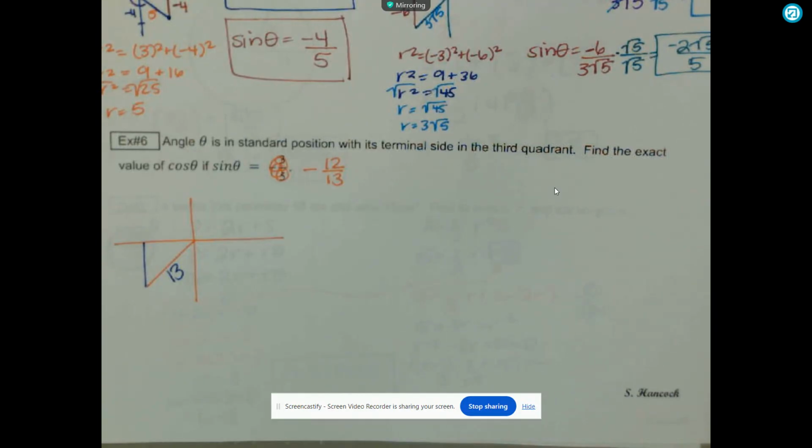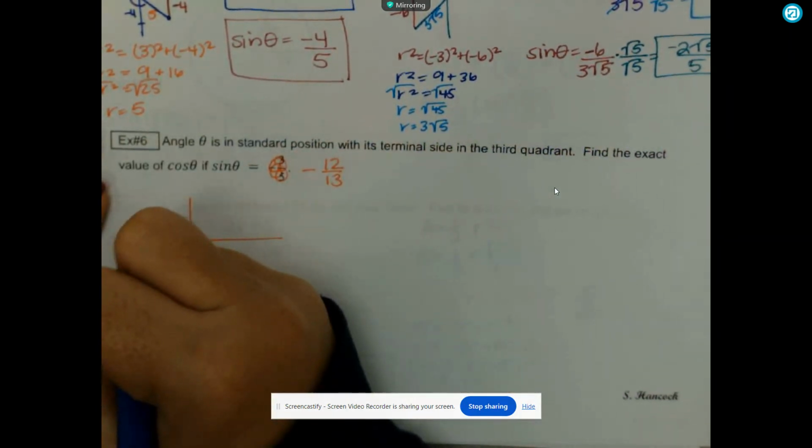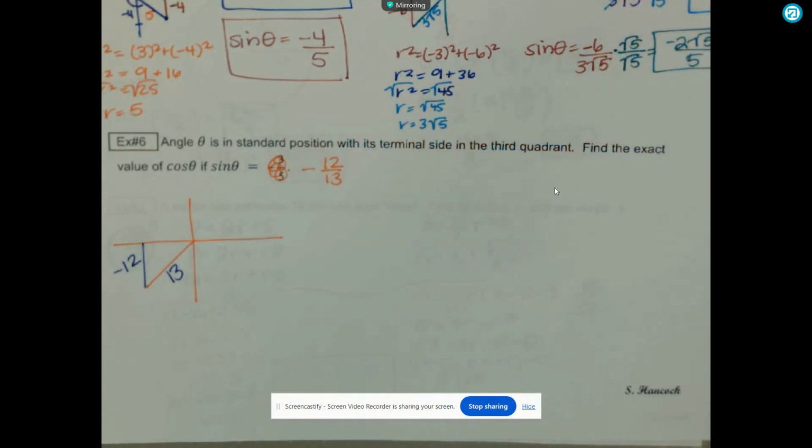And then sine, is that your y or your x? Is sine y or x? Sine is y, so I'm going to put it on the side. Okay, now is my x going to be positive or negative here? X is also going to be negative because we're in quadrant 3.